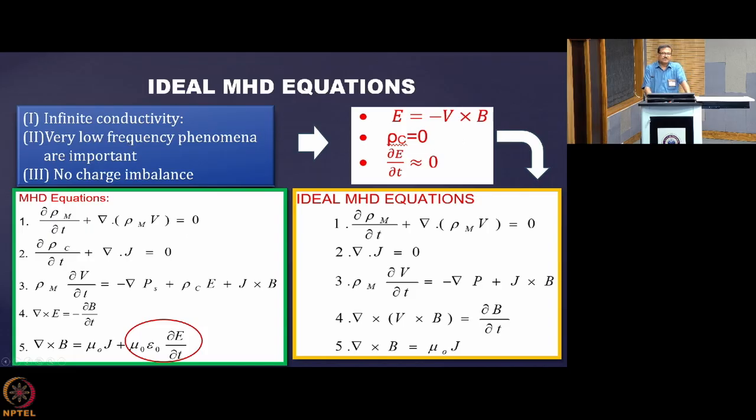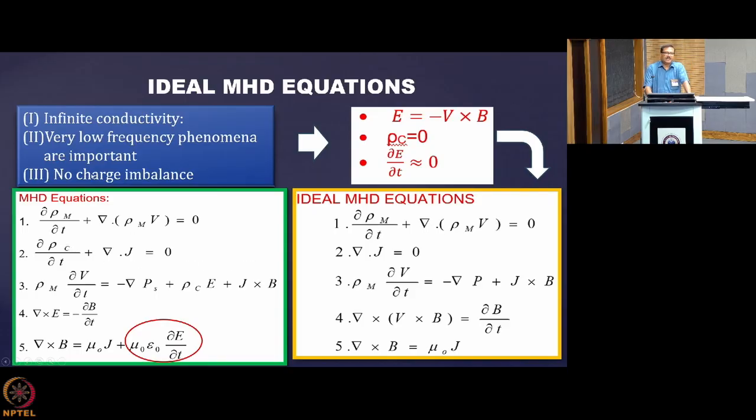And as I told you, there is no charge imbalance, so rho c is equal to 0. And the time varying components are extremely low frequency, that is, del E del T is close to 0, but it is not exactly 0. Now we come to how these equations can be reduced. So this equation remains like this.